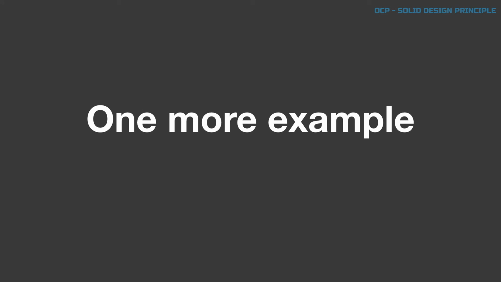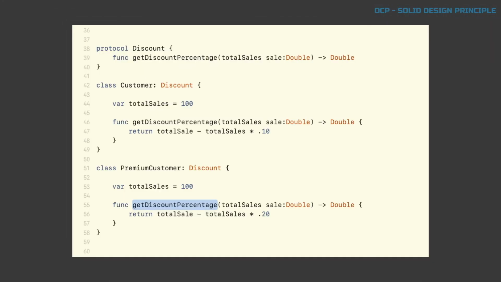Before closing this topic, I wanted to quickly run through one more example. So let's get in. This is the example where you have a customer and a premium customer, and you want to calculate the discount percentage on top of it. I have not mentioned a base class from which the customer and the premium customer are derived. Now you want to give discounts: the customer will get this discount and the premium customer will get a 20% discount.